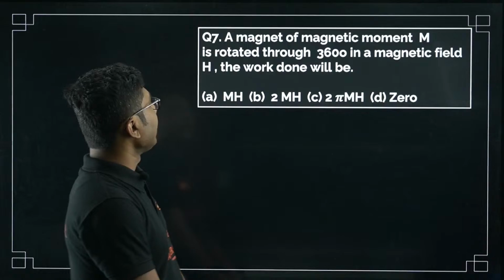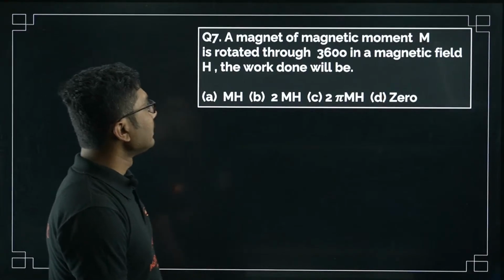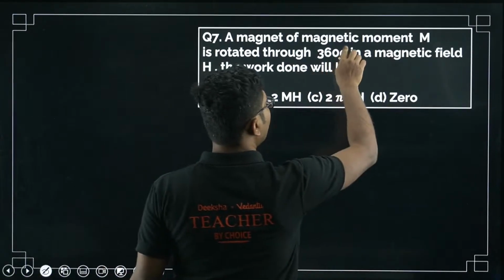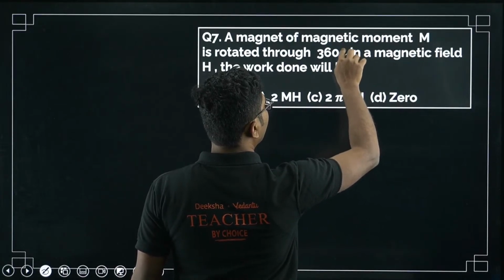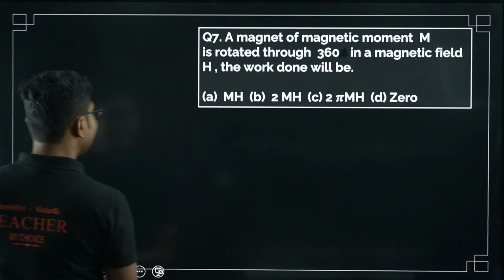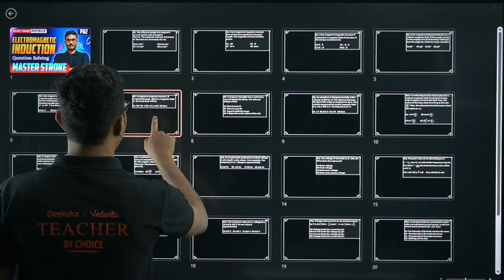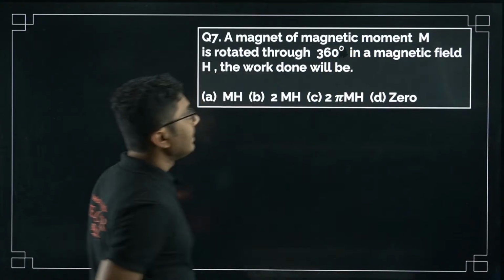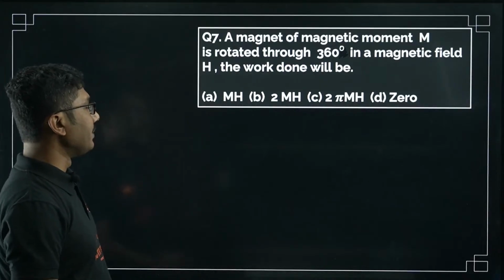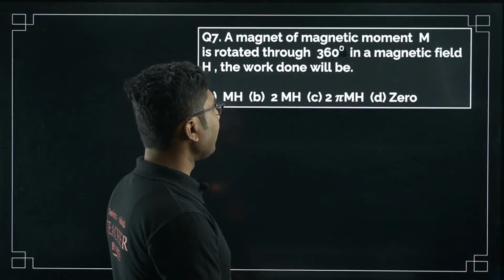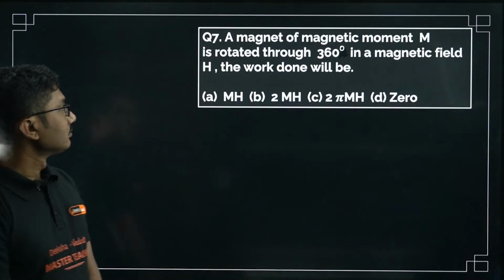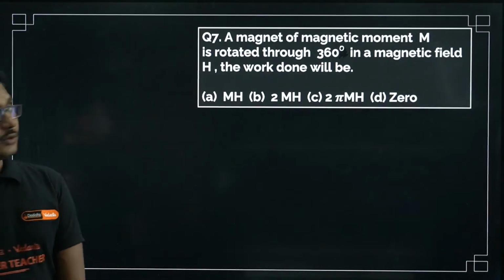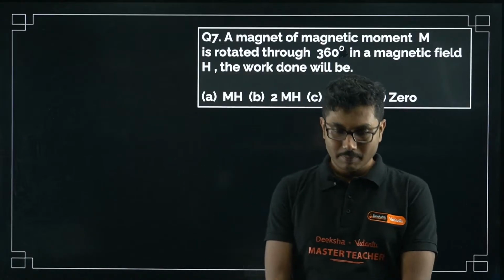A magnet of magnetic moment M is rotated through 360 degrees. There is another small printing error. 360 degrees in a magnetic field H. The work done will be mH, 2mH, 2 pi mH, or 0. So you rotate it 360 degrees. What is the work done? I will not tell you the answer, easy question.